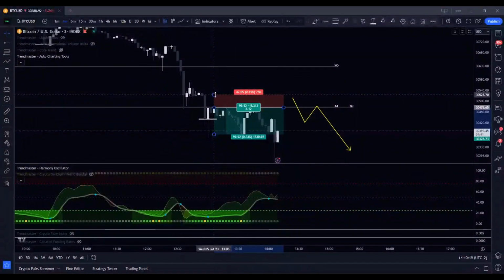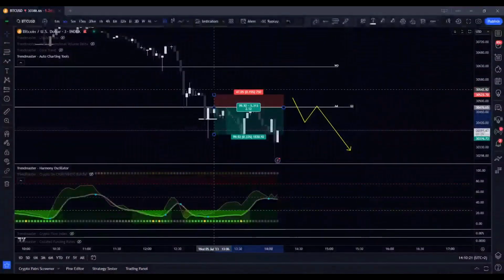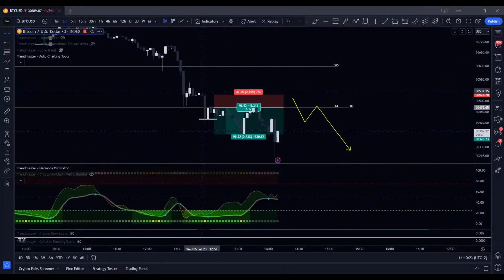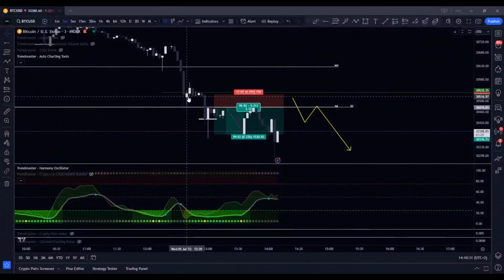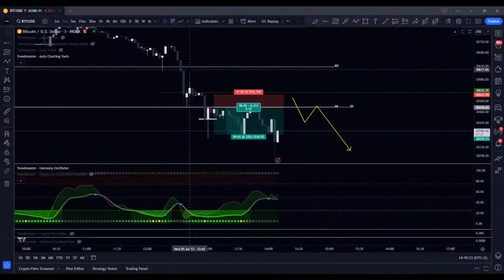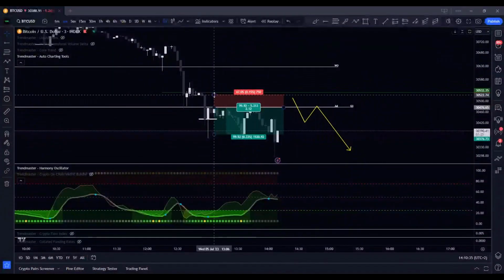What's the invalidation? Well, for me, I don't want anything that essentially comes back above, probably this. And the reason for that is we have the low structure here that's just below it, just by about $20. And going above it, there's a pretty good argument that we're going to start moving to the upside.